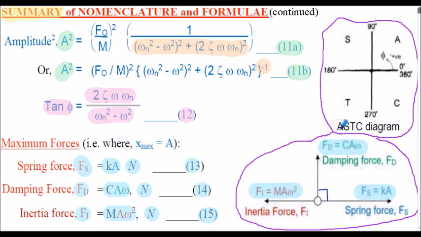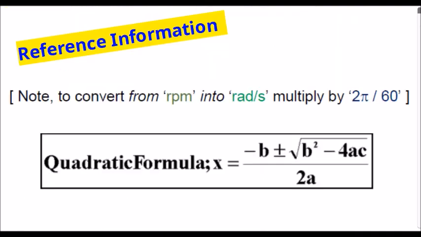Finally, for reference, I've included the ASTC diagram. This is a diagram we used in a previous presentation to solve trigonometric equations, and it helps us to determine in which quadrant angle phi would reside. It's not always in the first quadrant. And finally, before we review an example, here's some more reference information. The conversions from RPM to radians per second will be required in some cases, and to undertake that conversion, we multiply by 2 pi upon 60. And in certain questions, we'll also be referring to the quadratic formula, standard formula here, stated for reference.